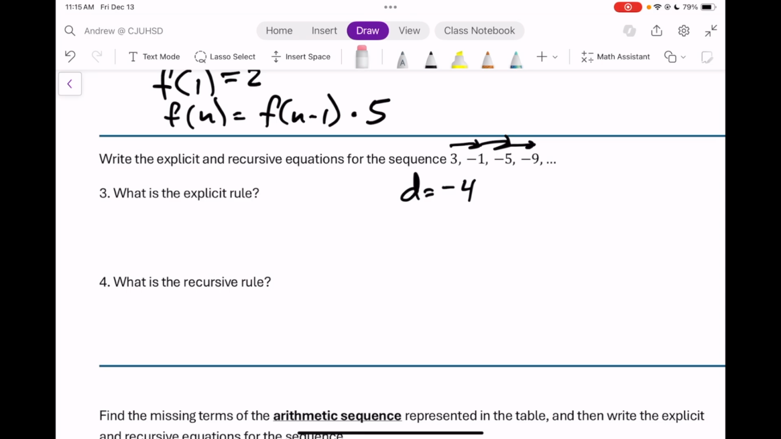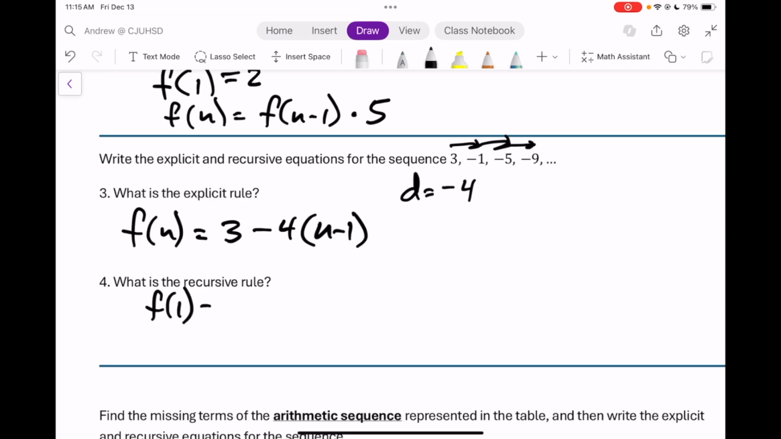Explicitly, we set this up as f of n equals, where does it start? It starts at number 3. We move by 4s and times n minus 1. Recursively, f of 1 starts at 3, and to get the current term, you take the previous term and subtract 4. So previous term, subtract 4.